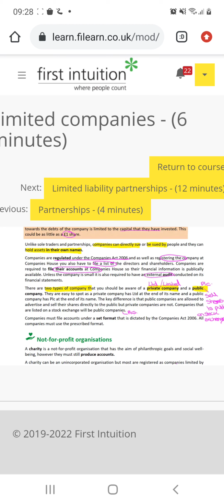Now, sole traders and partnerships had no required format for their accounts. However, companies must file accounts under a set format, and this is also dictated by the Companies Act 2006.